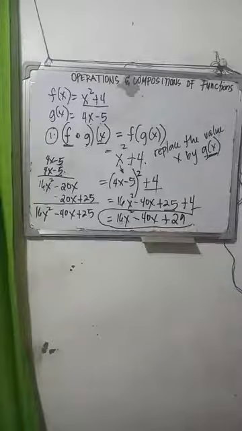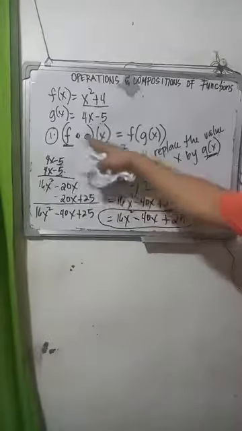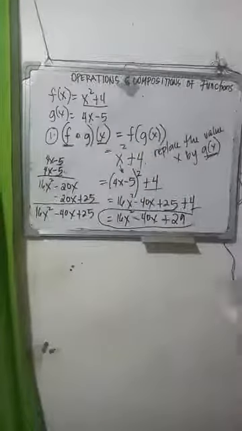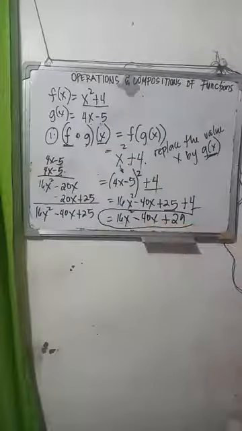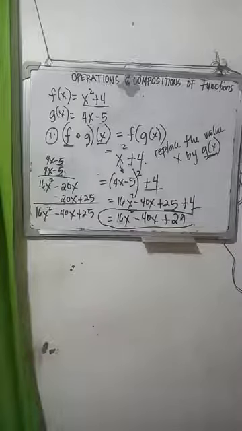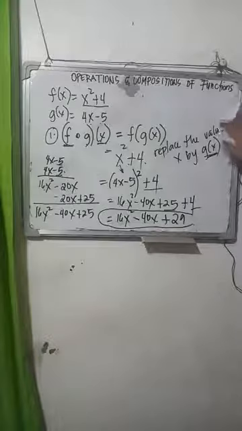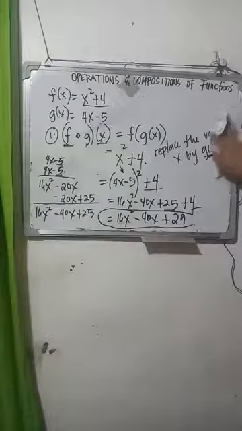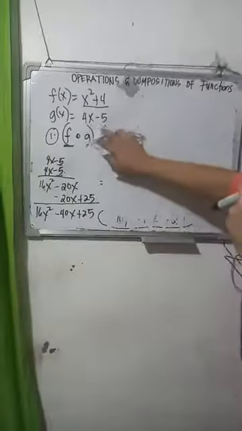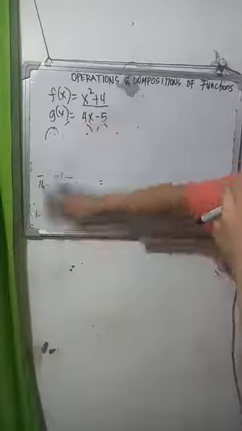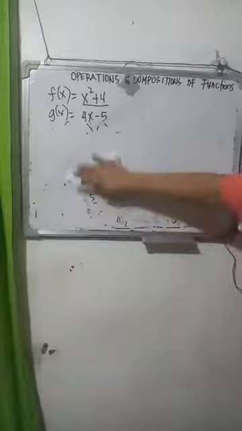Next, that is f composed of g times x. So the value of this one is 16x squared minus 40x plus 29. Okay, let's proceed to g composed of f. Baliktarin natin. Walang eraser, so gamit lang tayo ng papel.